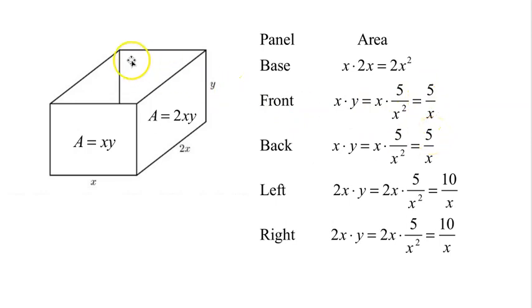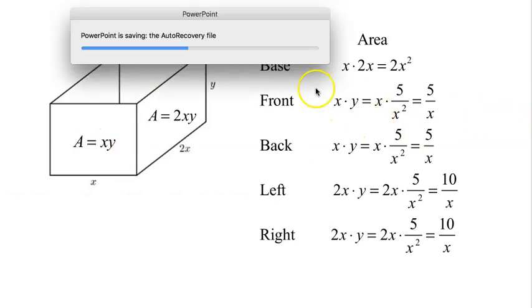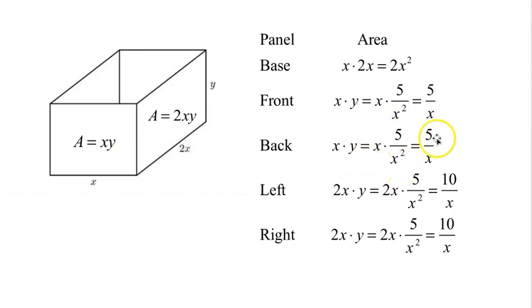Back, same thing. Remember, the back is just a perfect copy of the front. So the back is also equal to x times y, x times 5 over x squared, which is 5 over x. Left and right side, we can see the right side here, 2xy, 2x times 5 over x squared, 10 over x. Left is the same, also 10 over x. So we've got the area of all 5 pieces, 2x squared, 5 over x, 5 over x, 10 over x, 10 over x. But the bottom cost more. We're using a different material.